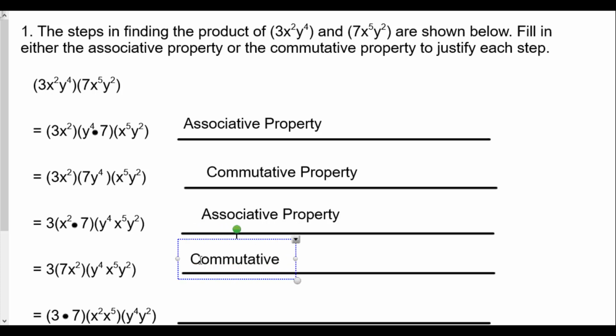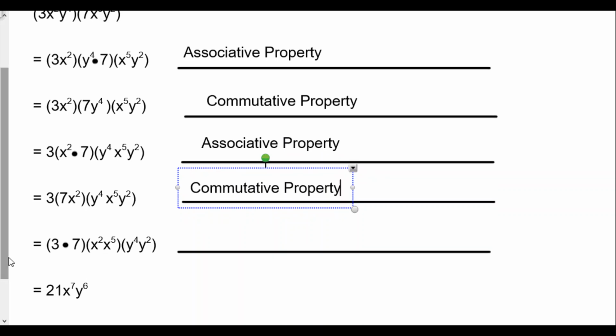So you guys can see in this case, the main thing is not just identifying properties, but understanding that in algebra, when trying to solve things, we can move things around when we're multiplying, and everything can still have the same result. So it's okay in this case to move the 7 with the 3, as we see in this step here. Now we group the 7 and 3 together, all right?